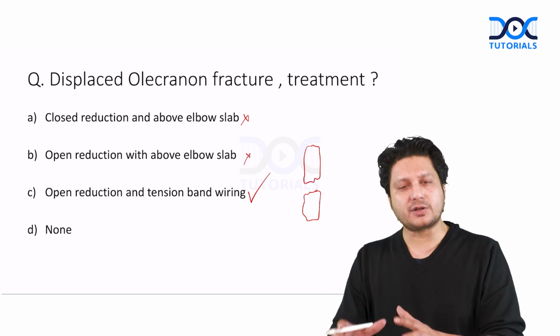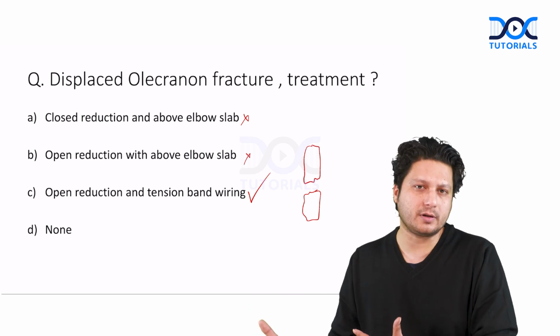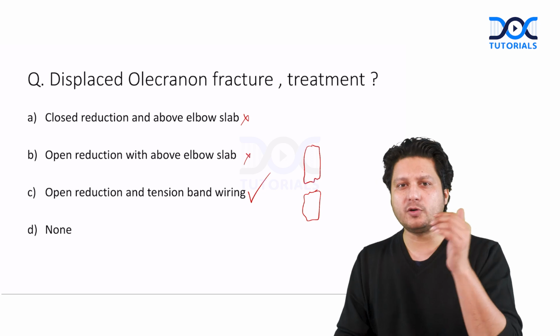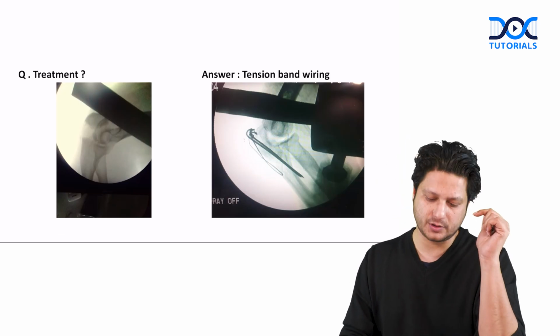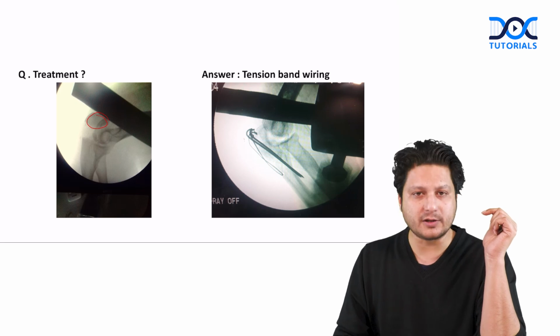So remember, this time they are not going to ask about patella. They may change the indication of tension band wiring, and instead of keeping patella in the question, they might give you olecranon process of the ulna in the question. Now here, there is a displaced olecranon process of the ulna, which is managed by tension band wiring.